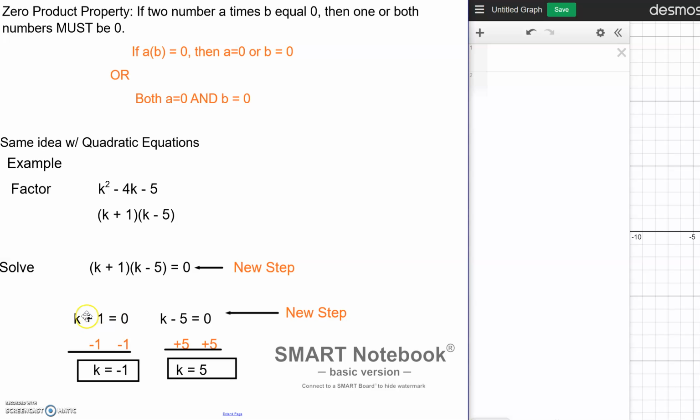So I need to set k plus 1 equal to 0 and k minus 5 equal to 0. Next, we have to actually solve. So I want to know what k is equal to. So I subtract 1 on both sides here, and I get k is equal to -1. And I add 5 on both sides here, and I get k is equal to a positive 5. Going forward in the video, I am going to skip this step because we should know how to solve 1- and 2-step equations.